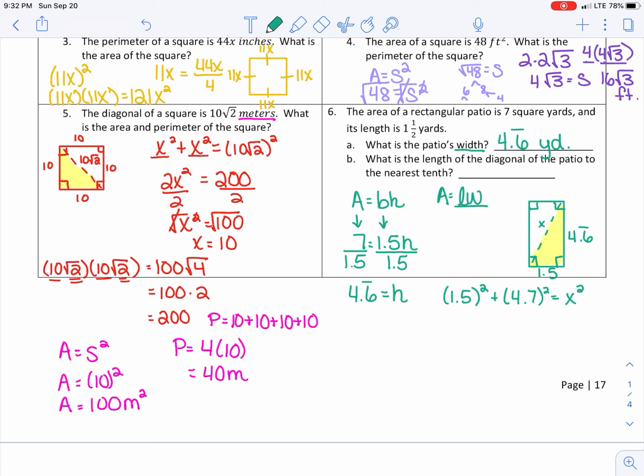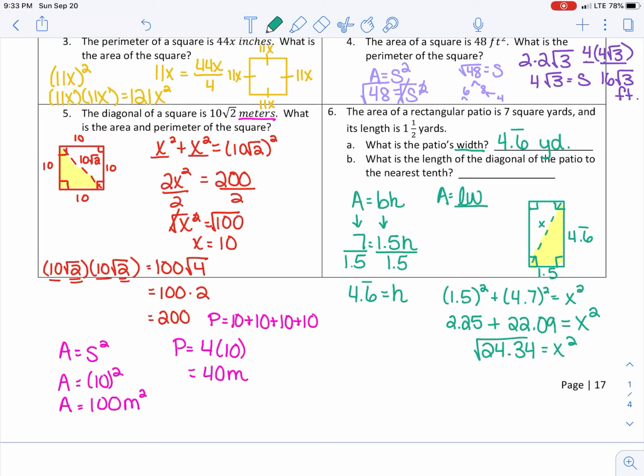So we have 1.5 squared, which is 2.25. Then we have 4.7 squared, which is 22.09. And that's equal to x squared. Let me make sure here. Yep. Okay, so if we add the 22.09 and we add the 2.25, we get 24.34 is equal to x squared.